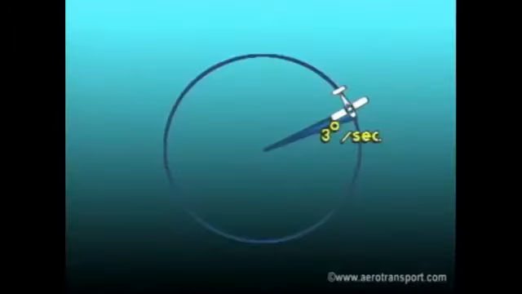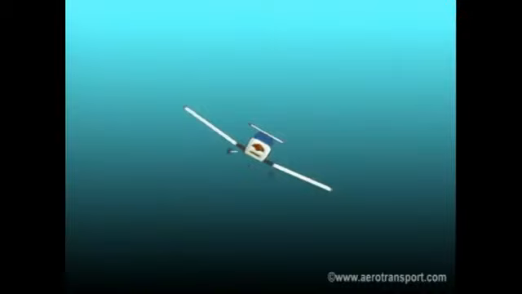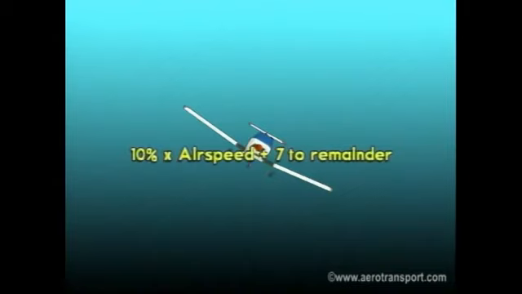A standard rate turn is made at the rate of 3 degrees per second. The rate at which your aircraft turns is determined by the airspeed and bank angle. Here is a simple formula to estimate the angle of bank required for a standard rate of turn. Take 10% of the airspeed, then add 7 to the remainder.